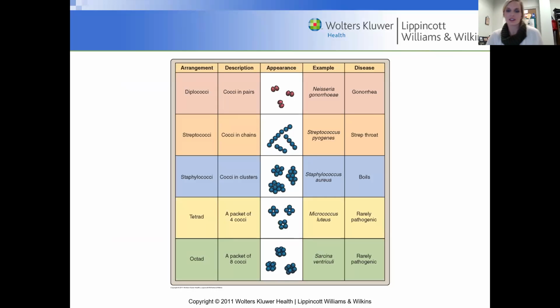In the next picture, this is going to further explain those cocci examples. If they appear by itself, it's just cocci if they appear on their own. Whereas if they appear in pairs, you can see how they group together, they pair off, like using the buddy system. Those are your diplococci. An example would be Neisseria gonorrhoeae, which is the type of bacteria that causes gonorrhea. That specific type of bacteria tends to appear in pairs.